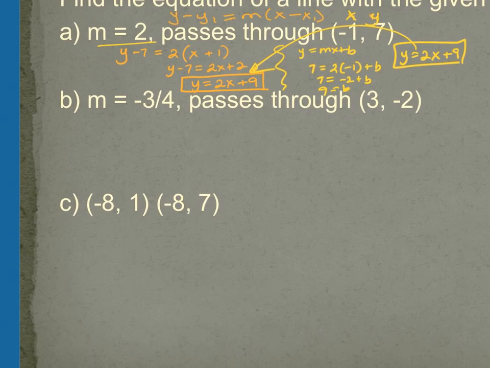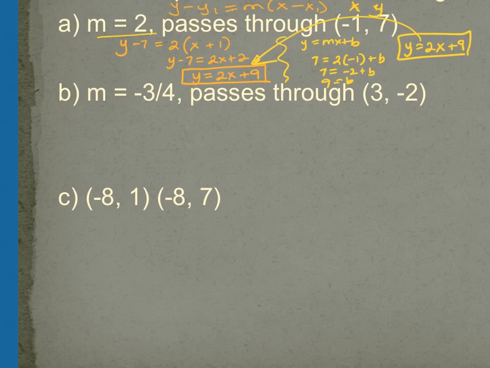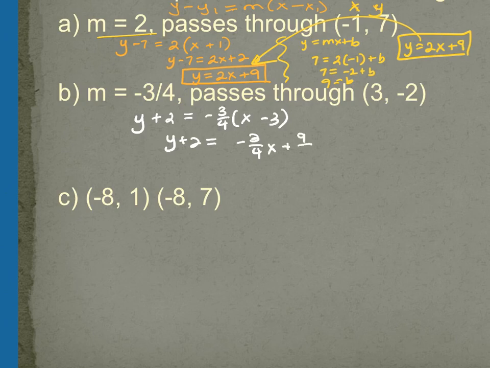Okay, B, slope negative 3/4, passes through (3, -2). Yes, you're going to get fractions. Fractions are your friend. You're not allowed to freak out. So I'm going to plug it into point-slope form. y minus negative 2 becomes plus 2 equals negative 3/4 times x minus 3. Distribute the negative 3/4. Subtract the 2. So I need a least common denominator. 2 is the same thing as 8/4. And I get y equals negative 3/4 x plus 1/4.